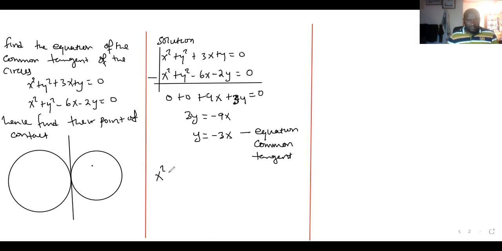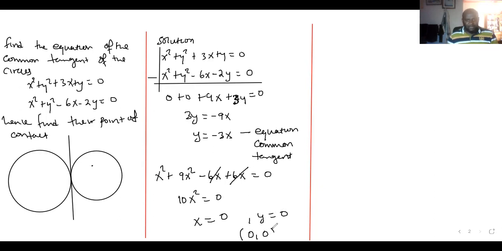x squared plus 9x squared minus 6x plus 6x is 0. I get 10x squared is equal to 0. My x will be 0. My x is 0, so definitely my y will also be 0. So the point of contact is (0, 0).